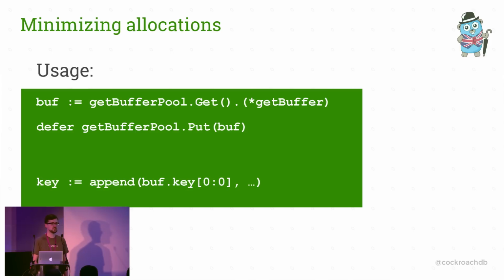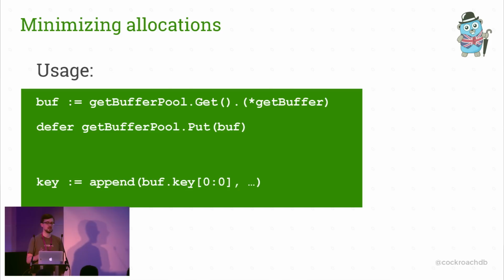And then when we use it, instead of just making a GetBuffer, we can get one from the pool. Pool.Get returns an empty interface, which we have to type assert to the correct pointer type, and then when we're done with it, we put it back in the pool. And so this means that in the common case, we don't have to even do the one allocation to get the buffer struct.